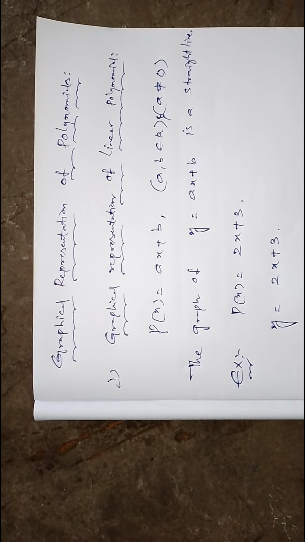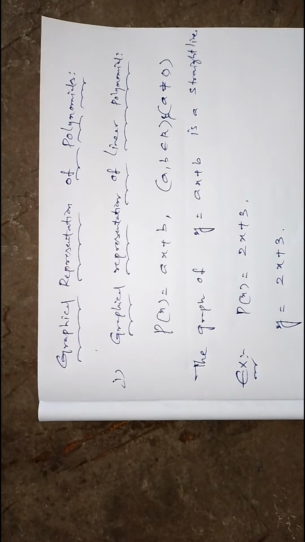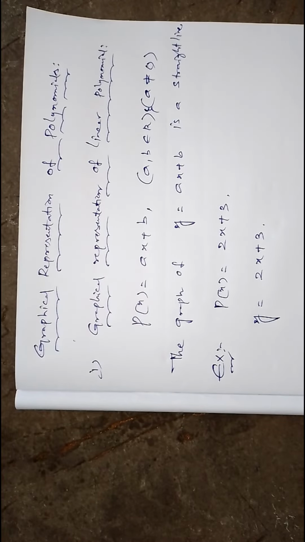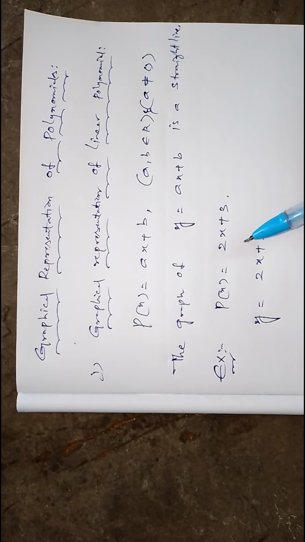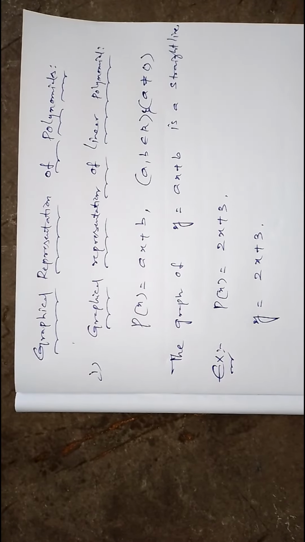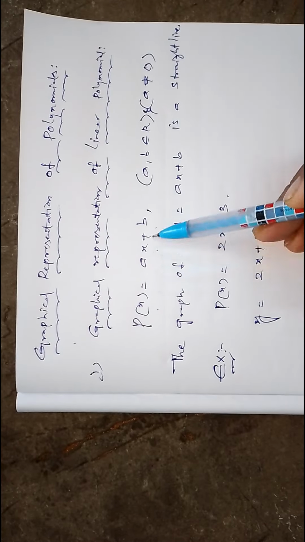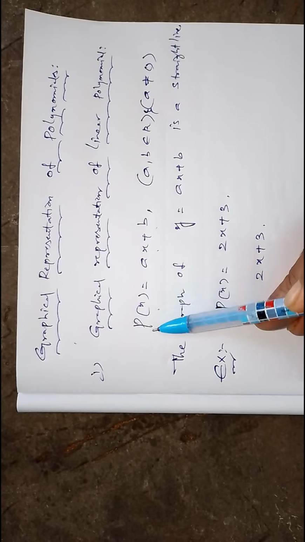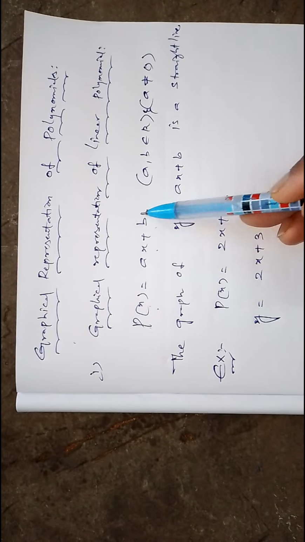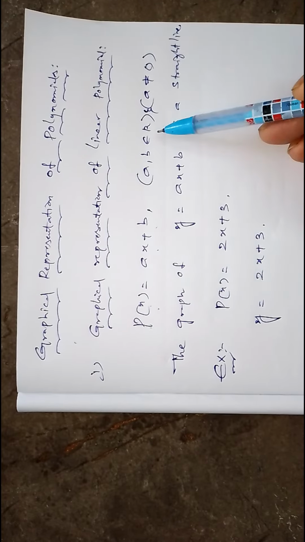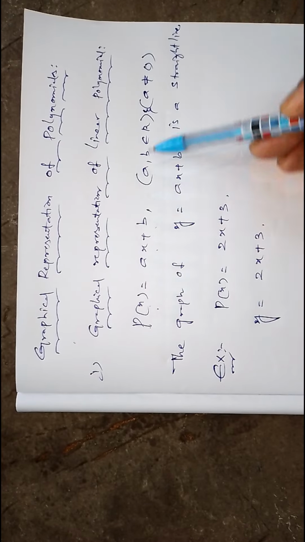how to represent polynomials, that is, the graphical representation of polynomials. The first one is the graphical representation of a linear polynomial. We know that the standard form of a linear polynomial is p of x equals ax plus b, where p of x is a polynomial in the variable x, and a and b are real constants, with a not equal to 0. That is the standard form.